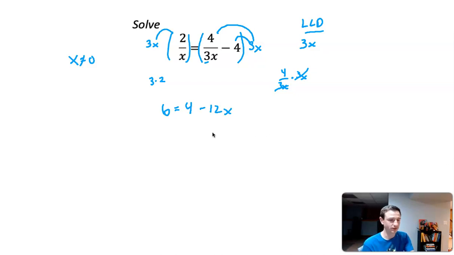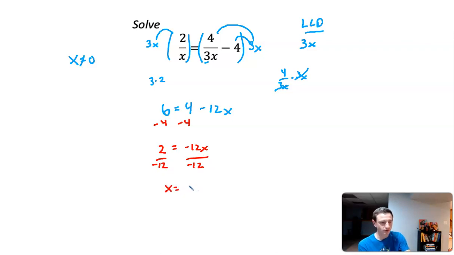Now we're just solving. So what looked like a very complicated equation to solve is now just solving a multi-step equation. I'm going to solve for x. I'm going to subtract 4 from both sides. 6 minus 4 is 2 equals negative 12x. Divide by negative 12. X equals negative 1 over 6. 2 goes into 2 once. 2 goes into 12 6 times. And that's positive over negative, so negative 1/6.